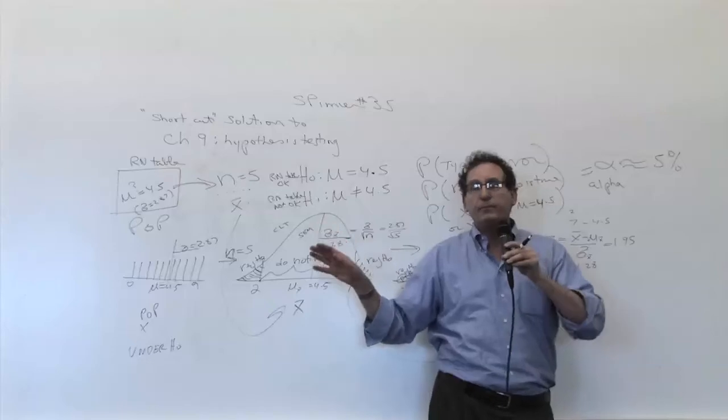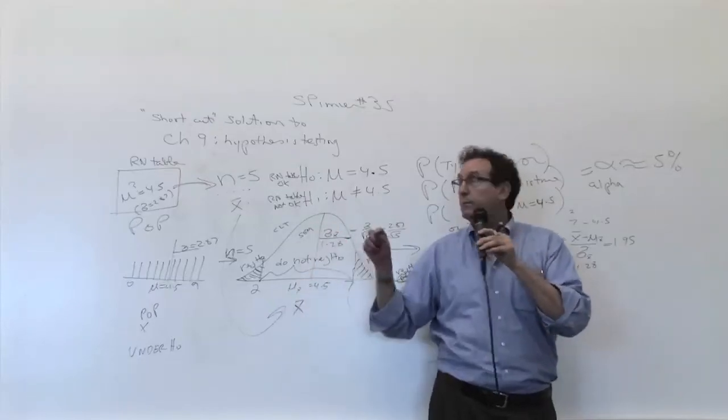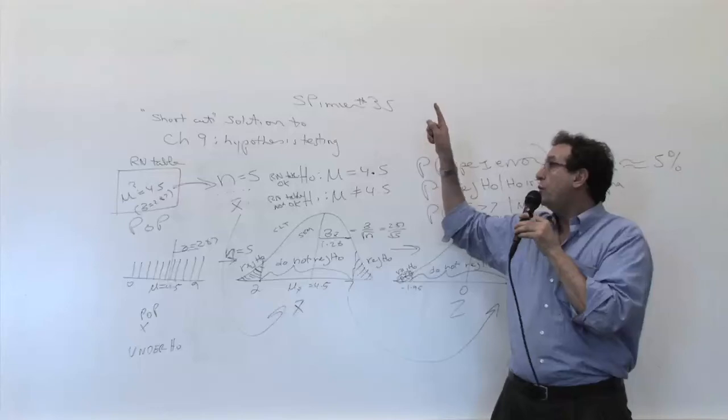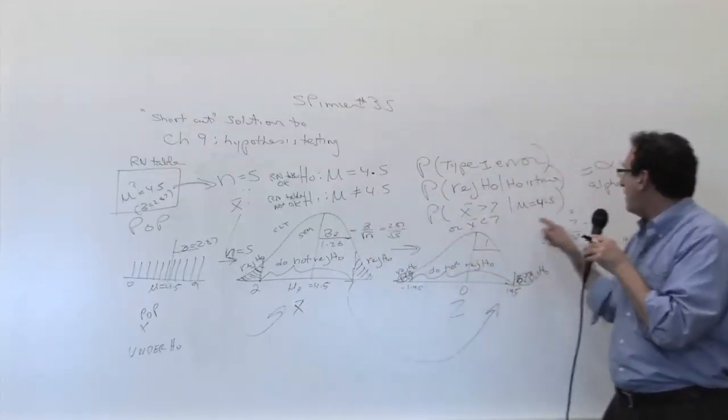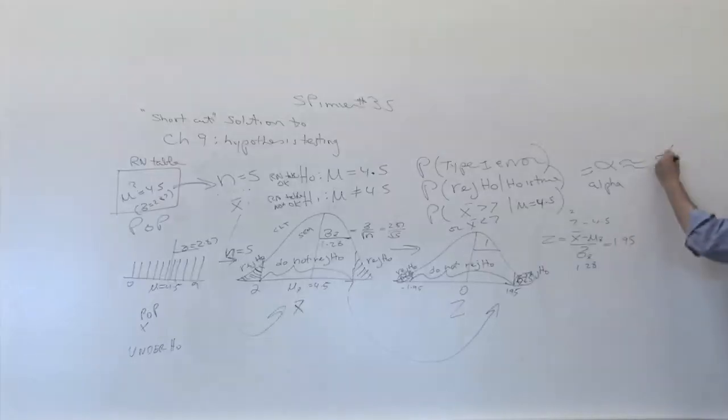End of story. But now I told the class for spinner assignment 35, I believe, to do it again, do everything exactly the same, but this time make the alpha 20%.